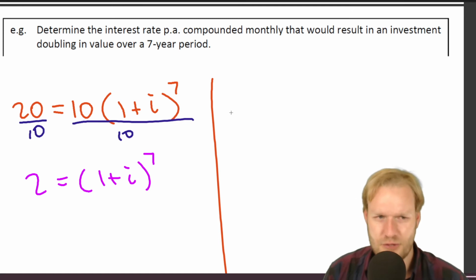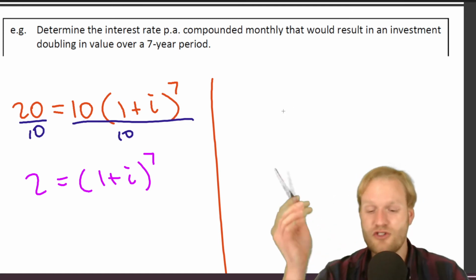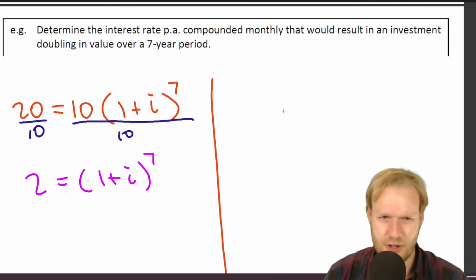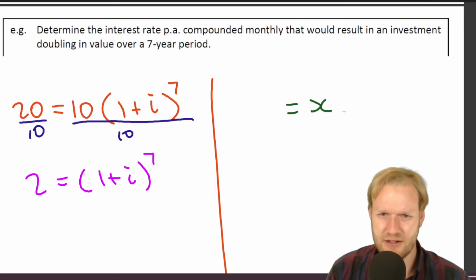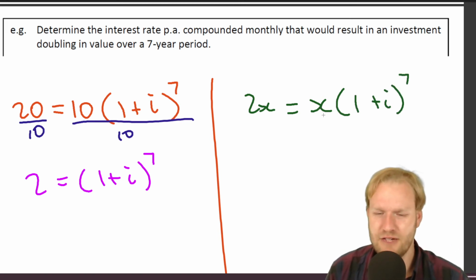Now, for our second option of looking at this, you might say, but surely that would be different if you invested 100 rand and got 200 rand out, or something a bit different. Or you might have said, no, I like doing this with variables. Let's say you put x in and you get 2x out. And then it should work for anything. 1 plus i to the 7.